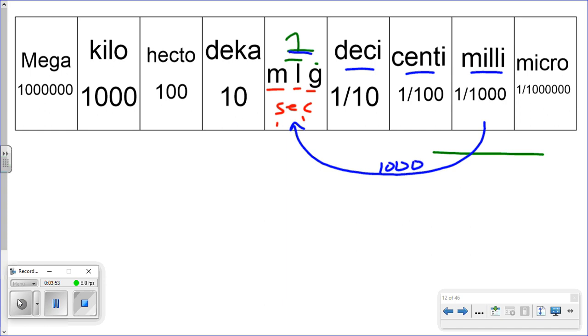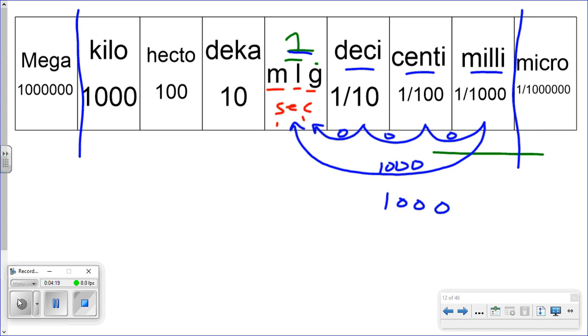So if that's the case, where does this 1,000 come from? How can we interpret that from this chart? Well, add a 0 here, add a 0 here, add a 0 here, and you end up with 1,000. So anytime you jump blocks, you always add a 0. Now I'm going to ignore micro and mega and leave that for class discussion. So let's go one step.